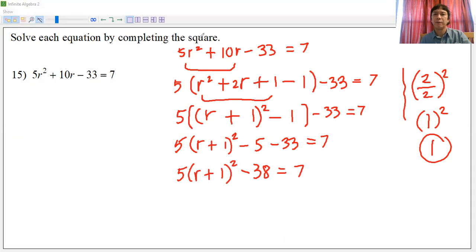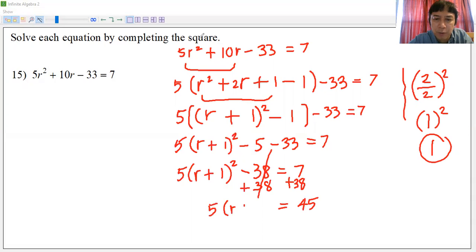All right. We add 38 to both sides to isolate the binomial with r. So we add 38, making it 0, but we will add 38 here also. And so 38 plus 7, that's 45. So this gives us positive 45. Now this zeroes out, and so the left side will just be 5 times the quantity r plus 1 squared.